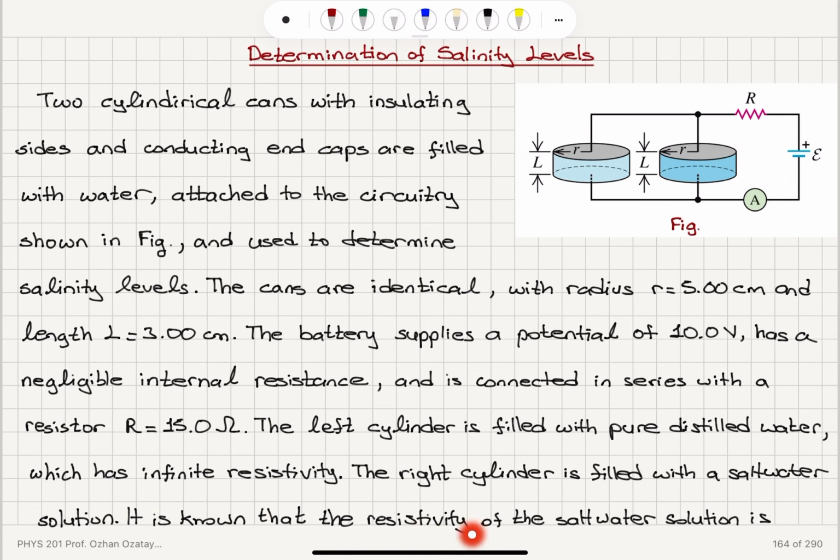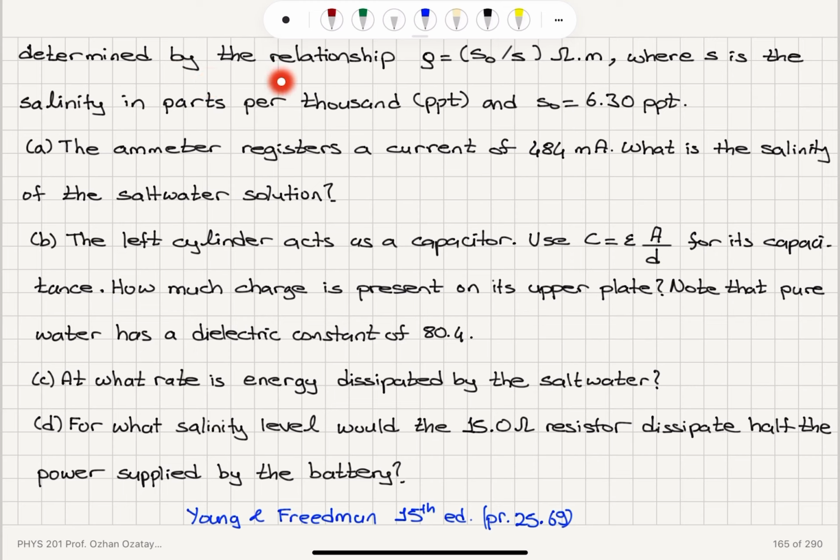It is known that the resistivity of the salt water solution is determined by the relationship ρ equals S0 over S in ohm meters, where S is the salinity in parts per thousand (ppt) and S0 is 6.3 ppt. Part A. The ammeter registers a current of 484 milliamps. What is the salinity of the salt water solution?